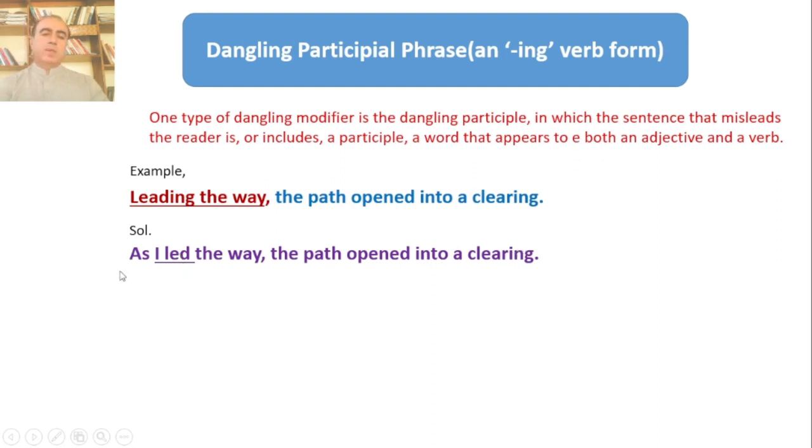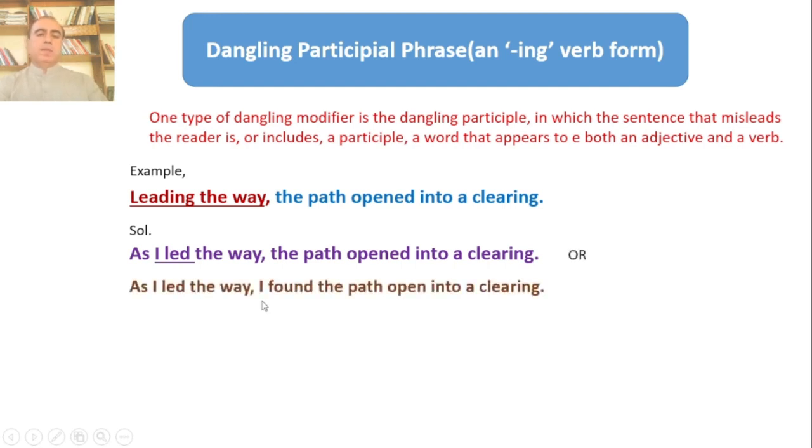You have supplied I here. And in another example could be, as I led the way, I found the path open into a clearing. So these are two cases. There can be other cases of revised statements which are elegant ones. So you can address this error by making certain changes in the structure.